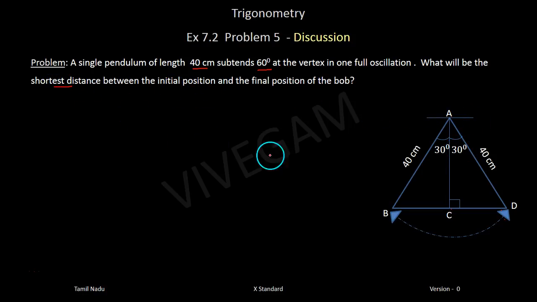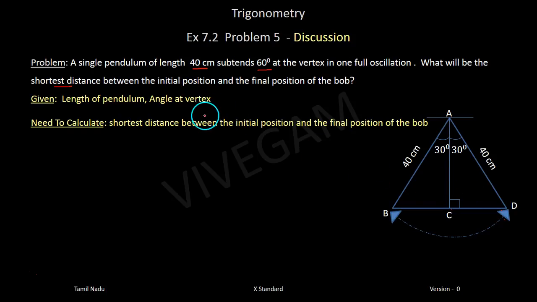So that is what they are asked. Shortest, these are the two extremes, initial or final, and they are asked to find the shortest distance, that is BD. Okay? Right. What is given? Length of the pendulum 40 centimeter. Angle at the vertex 60 degrees. Next, we need to calculate the shortest distance between the initial position and the final position. That is B and D. What is the shortest distance? It's a straight line.